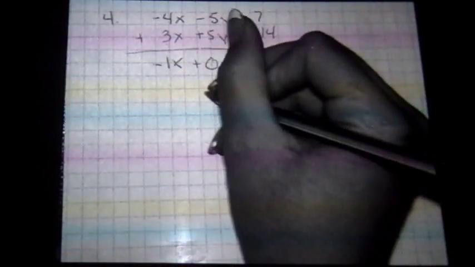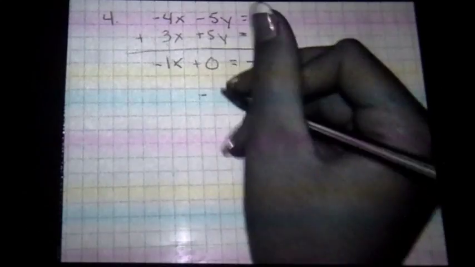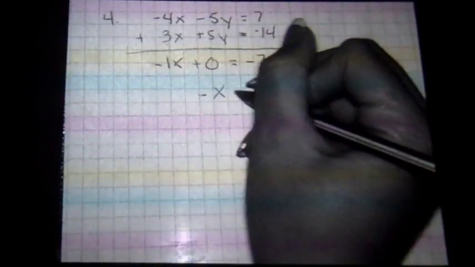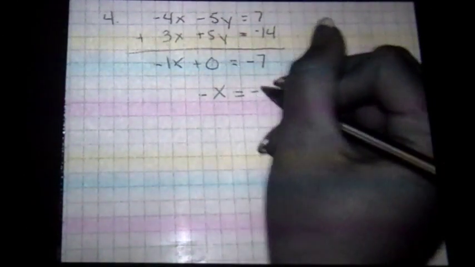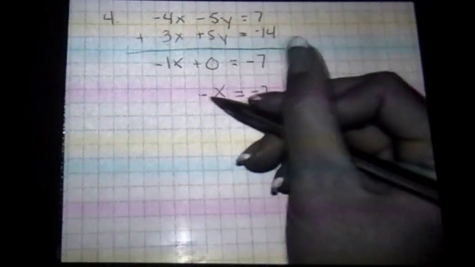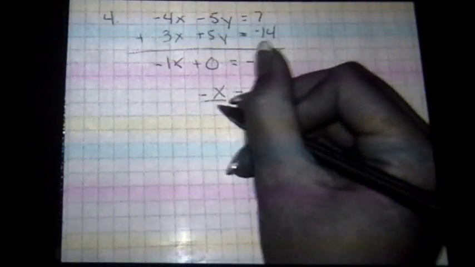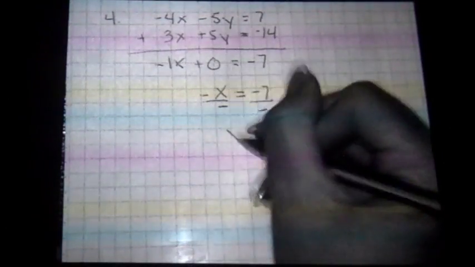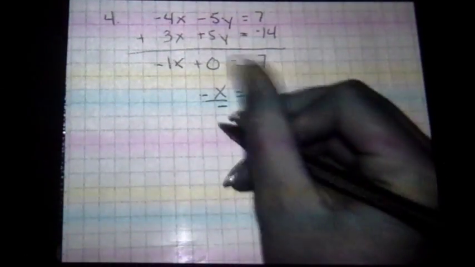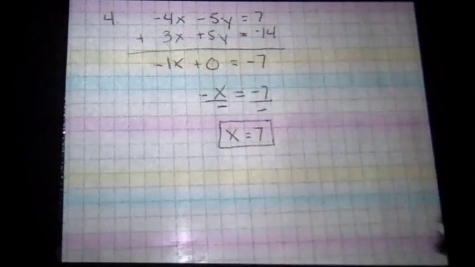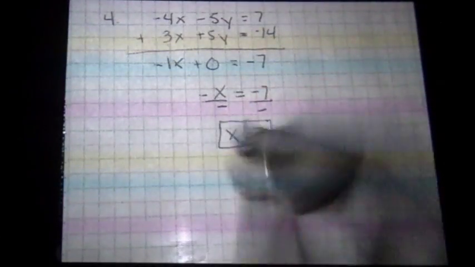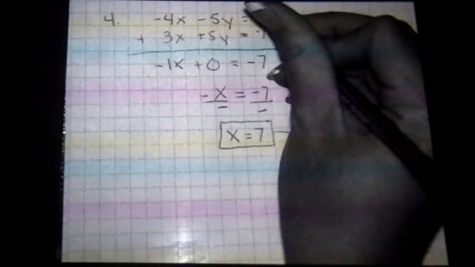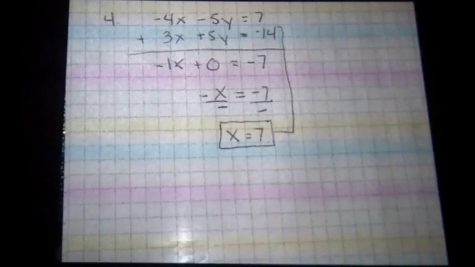So I'm going to bring this down. -1x is the same thing as saying -x. And I bring down my -7. To get rid of the negative here, I'm going to divide this side by a negative, divide this side by a negative, and I'm left with the value x is equal to 7. I'm going to plug this value for x back into an equation up here, and I can pick either one. So I'll just go ahead and go with the top one.